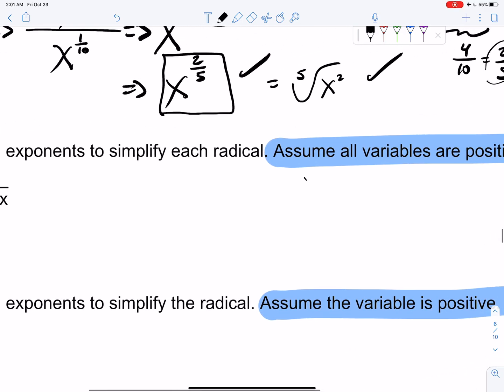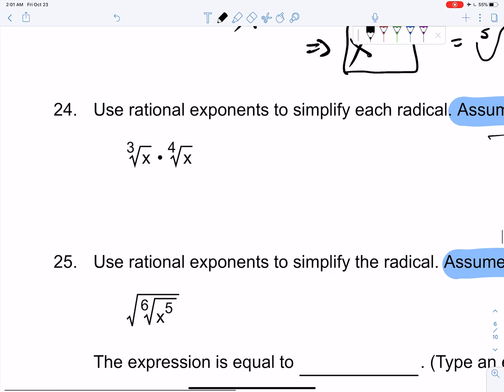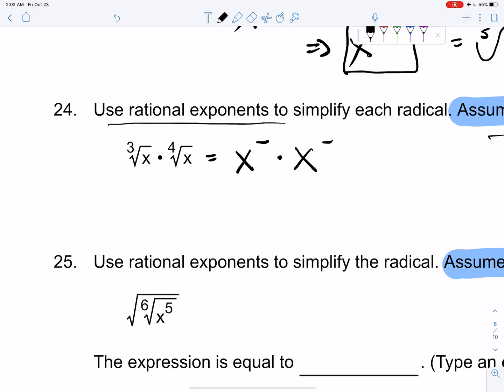Next problem, assume that all variables are positive, yay. Use rational exponents. They're telling us, please convert this to rational exponents. This is x, and remember we're still getting this down, times x, rational exponents. Rational numbers are fractions, right? So there's my index of 3, so that's my denominator. My index of 4, so that's my denominator. Of course, the power on these guys is 1, so there's the numerator.